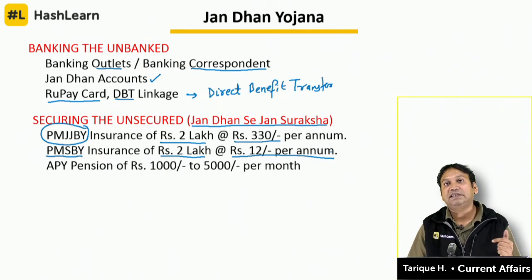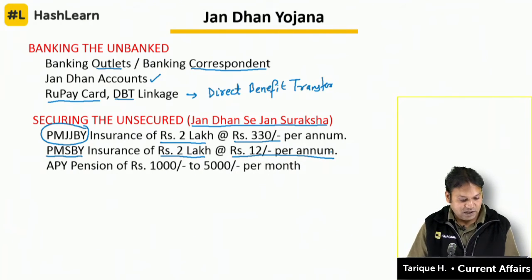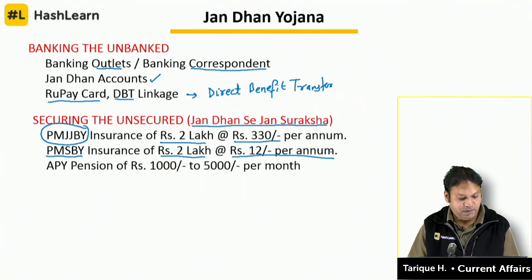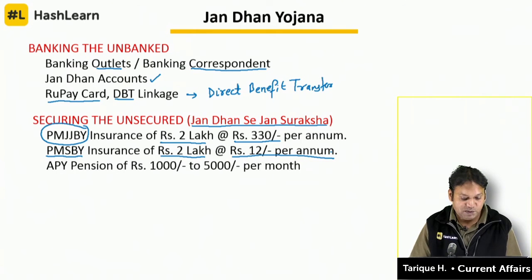That means if you have accidental death or complete disability because of an accident, then you are going to get 2 lakh rupees. If you have partial disability, you get 1 lakh rupees. So that is Pradhan Mantri Suraksha Bima Yojana, PMSBY. That is rupees 2 lakhs at just 12 rupees per annum.